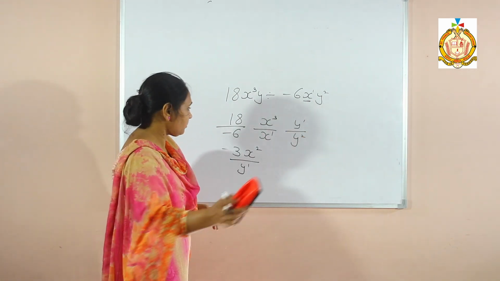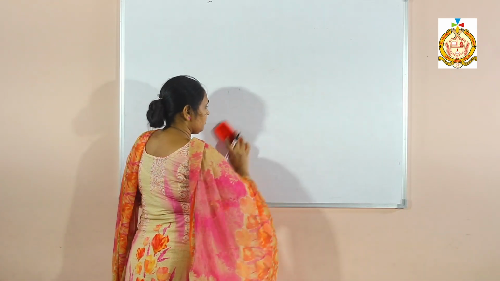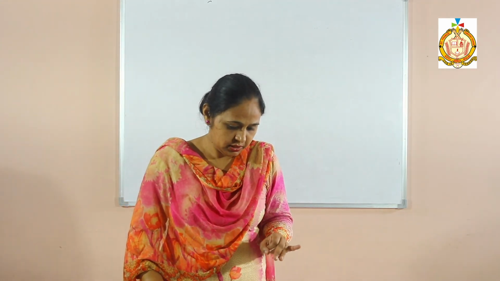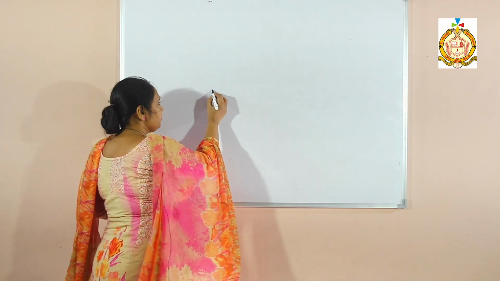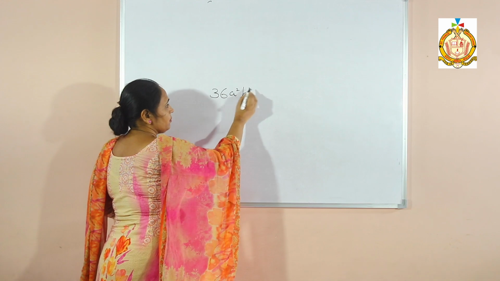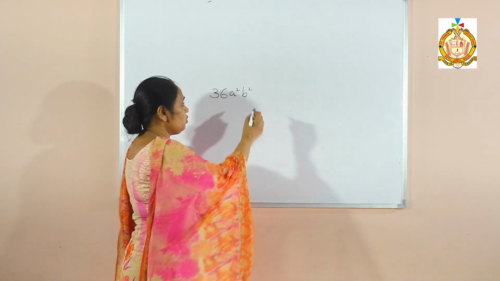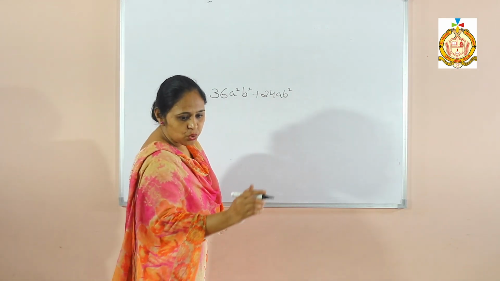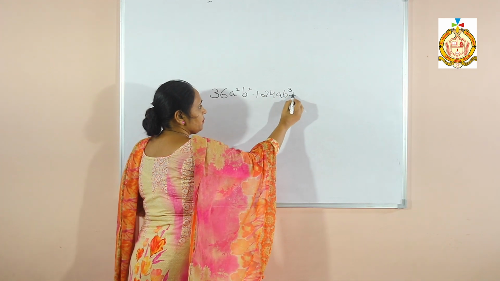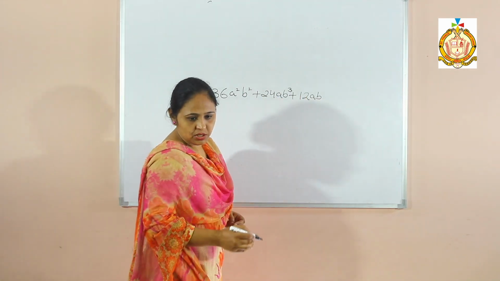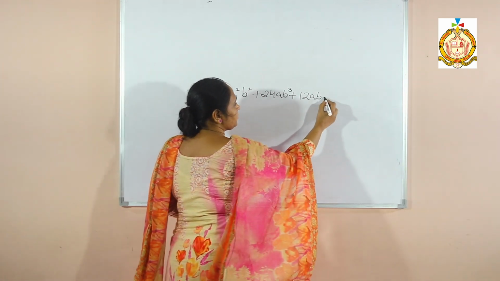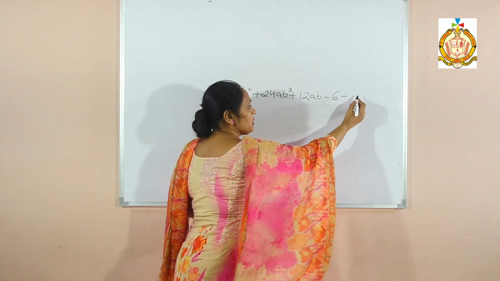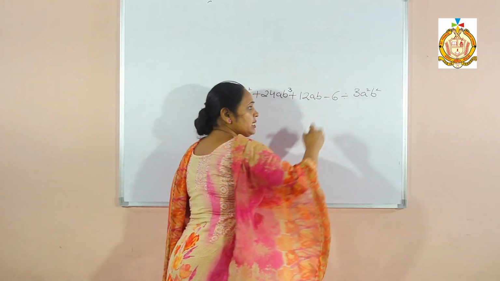In the next concept, there is a division by a single term. 36a squared b squared, then plus 24ab cubed, the next term is 12ab, and minus 6. We have to divide this full polynomial by 3a squared b squared. This is our given statement.